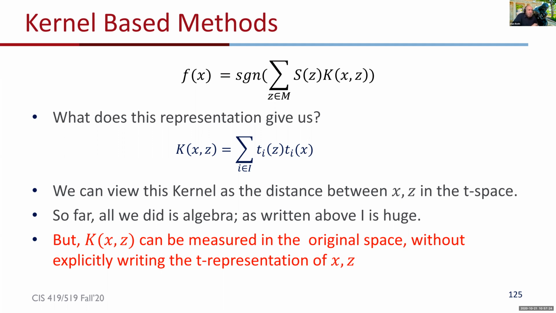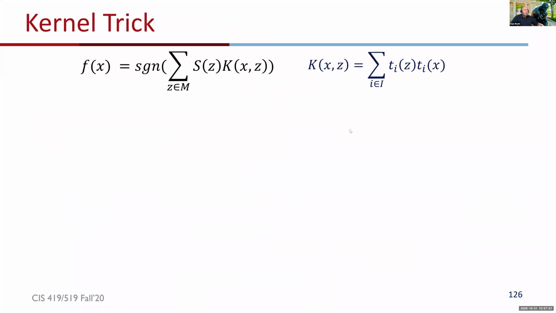Why do I do this? The reason we do this algebra is because now that we have this form, we can actually show that we don't need to sum over this huge dimensional space, because K of X, Z can actually be measured in the original space without explicitly writing this T representation of x and z. This is what is called the kernel trick, and what I'm going to attend to now. Questions so far on this representation?